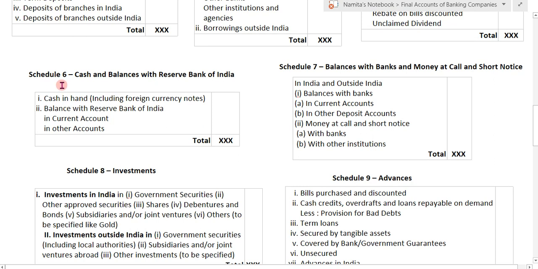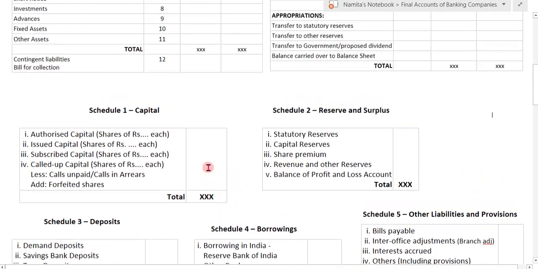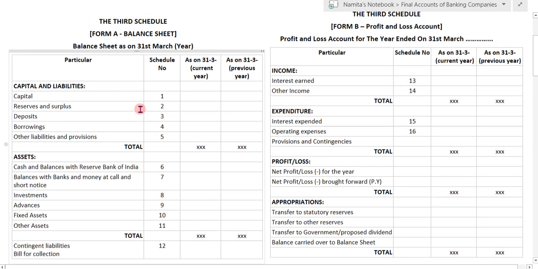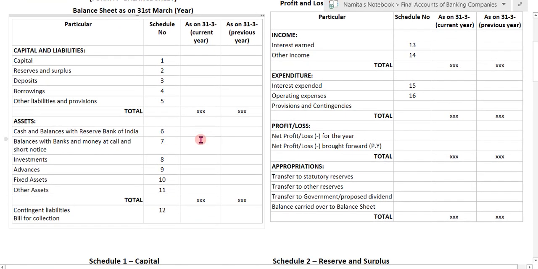How much balance they are keeping with the Reserve Bank of India is to be noted down in schedule number 6. So cash in hand including the foreign currency notes, then balance with Reserve Bank of India like in current account or in other account. So the total of schedule number 6 is to be noted down in Form A in this column, in the amount column.